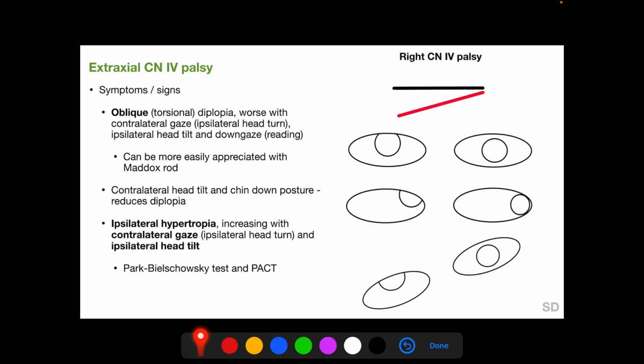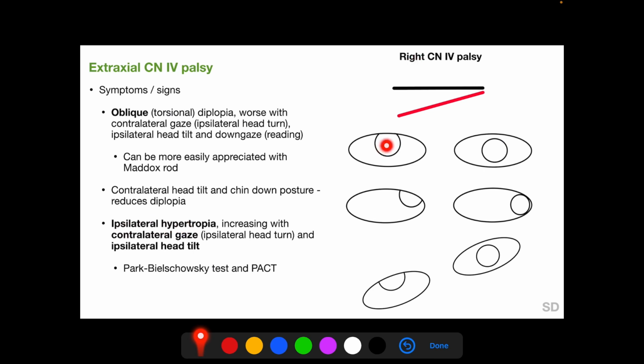To reduce the diplopia, the patient assumes a contralateral head tilt and a chin down posture. So with a right superior oblique palsy, the patient will assume a left head tilt so as to reduce the diplopia. And when we perform the Park-Bielschowsky test with or without a prism bar alternate cover test, we will find an ipsilateral right hypertropia in a right fourth cranial nerve palsy.